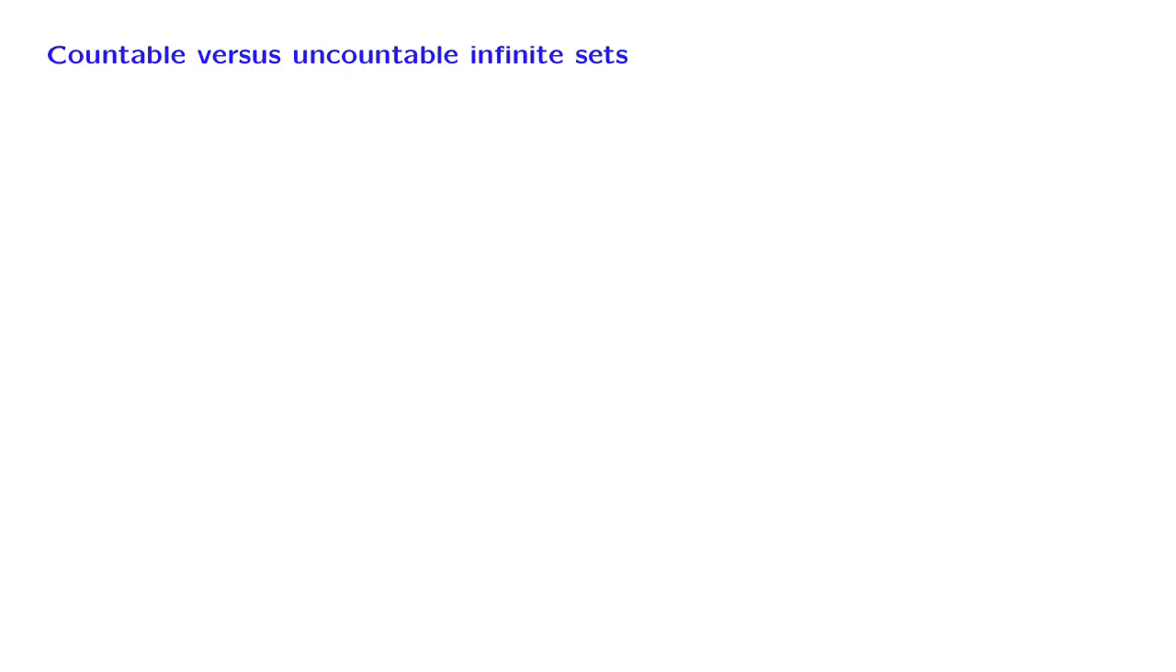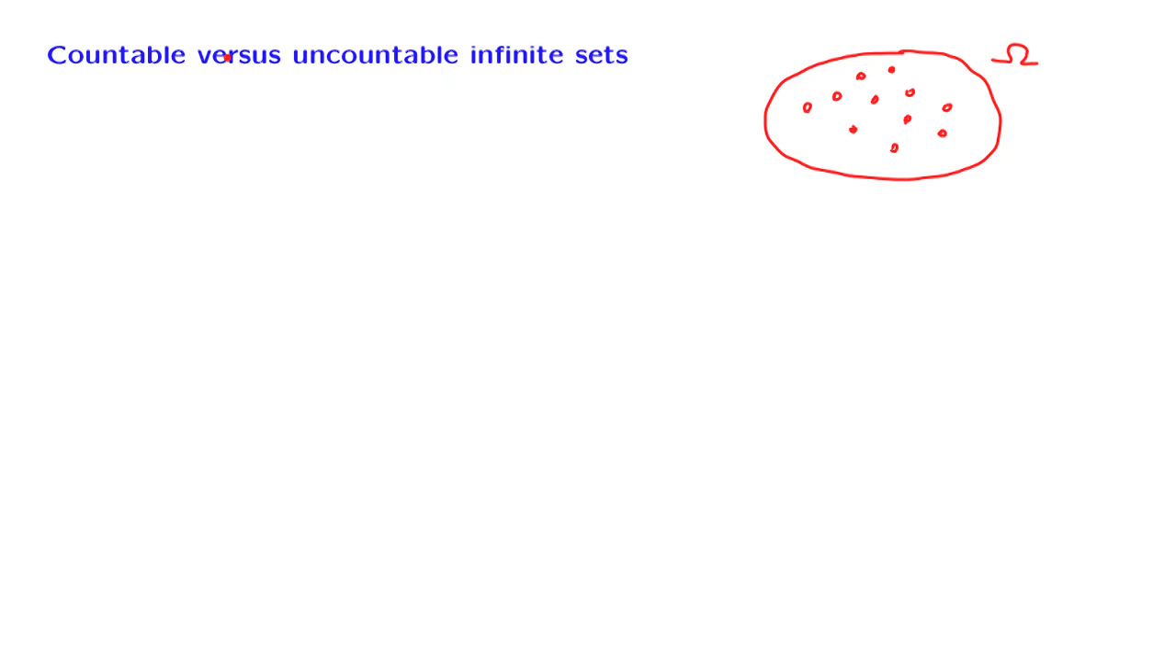Probability models often involve infinite sample spaces, that is, infinite sets. But not all sets are of the same kind. Some sets are discrete, and we call them countable, and some are continuous, and we call them uncountable. But what exactly is the difference between these two types of sets? How can we define it precisely?